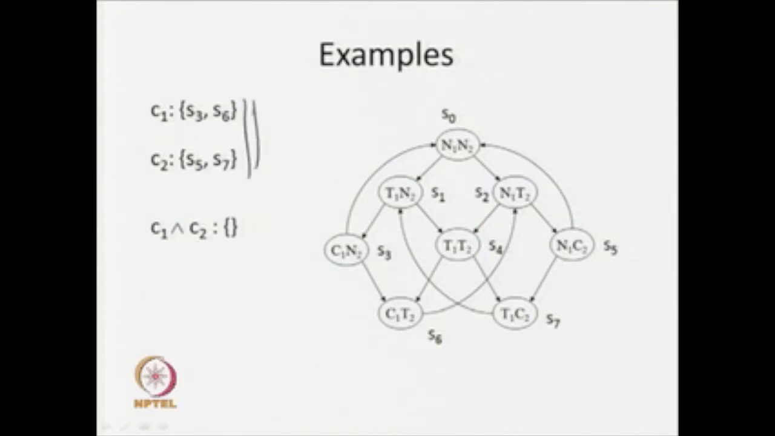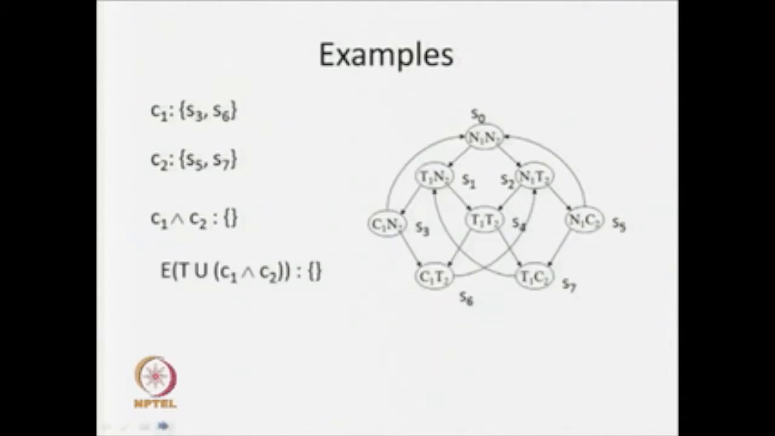This is nothing but the intersection of these two particular sets. If we look into the intersection of these two sets, we are going to get a null set. So, in none of the states C1 and C2 is true. Now, what is our next formula? This is your E true until C1 and C2. In this case also it is very simple, we are going to get the null set, because C1 and C2 is null.